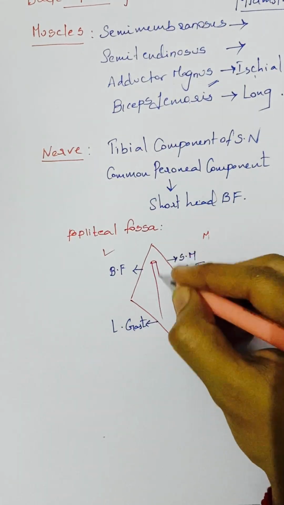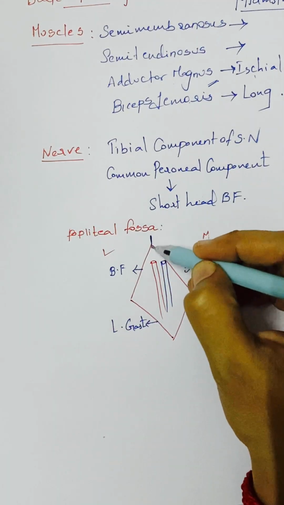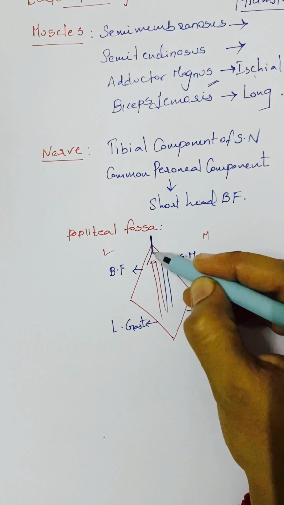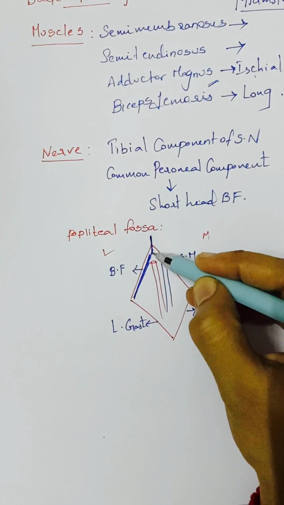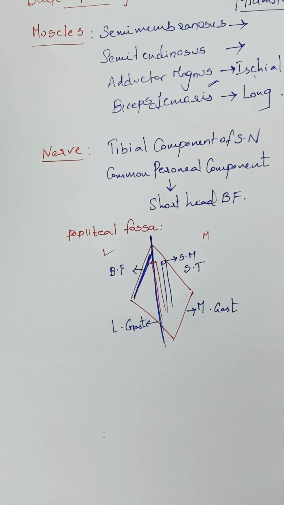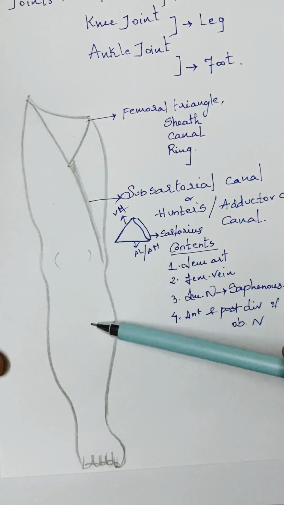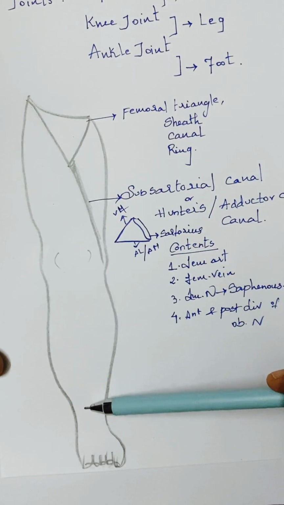What are the contents of popliteal fossa? Popliteal artery, popliteal vein, division of sciatic nerve. Near biceps femoris is common peroneal. The tibial nerve just enters the posterior compartment of leg. So these are the two divisions of sciatic nerve in popliteal fossa. So we are done with popliteal fossa.